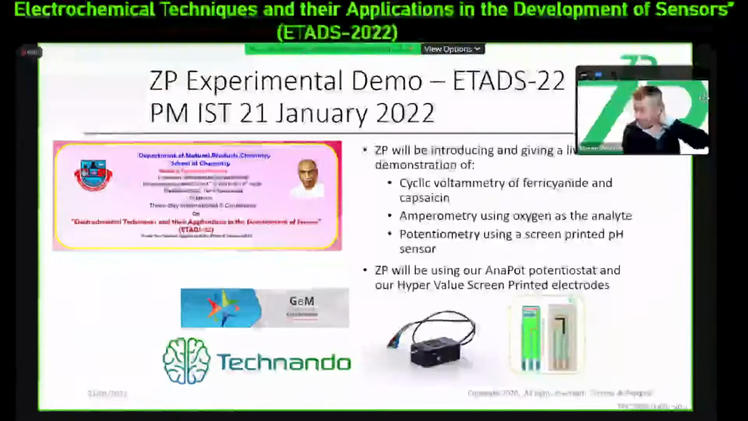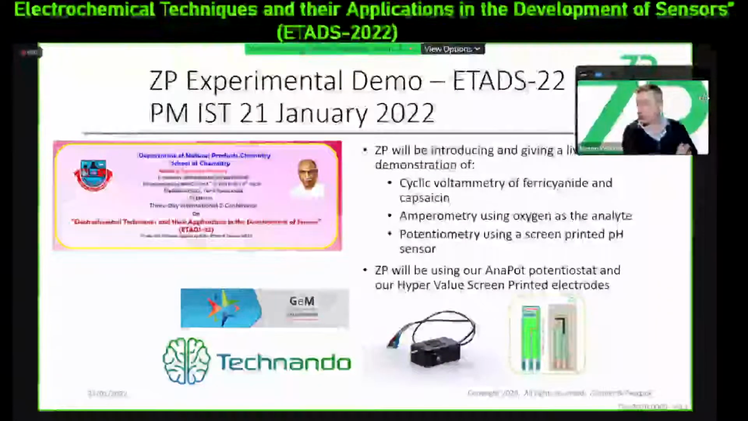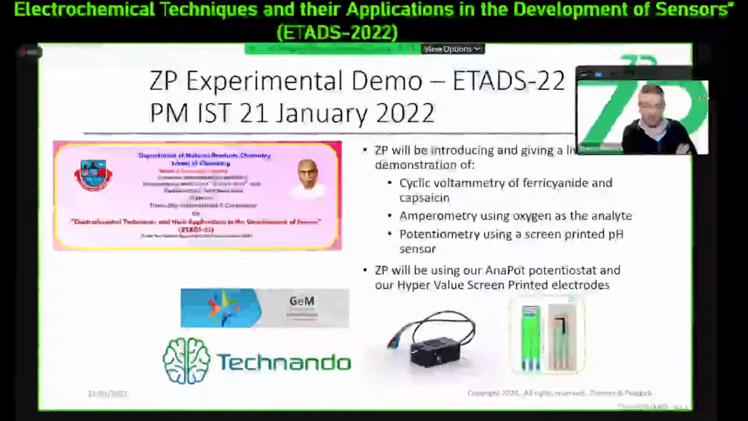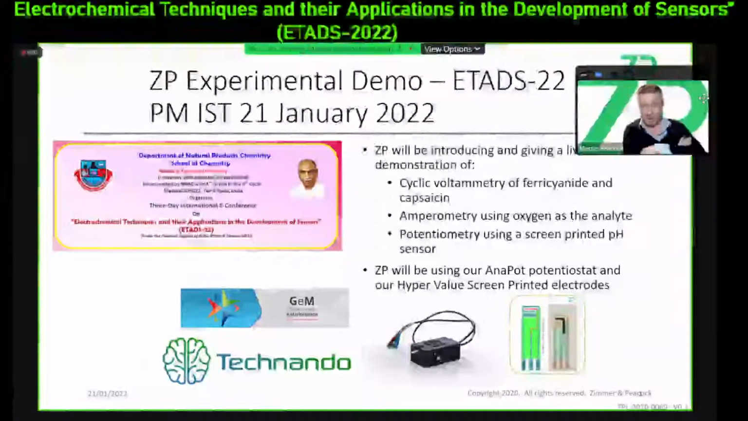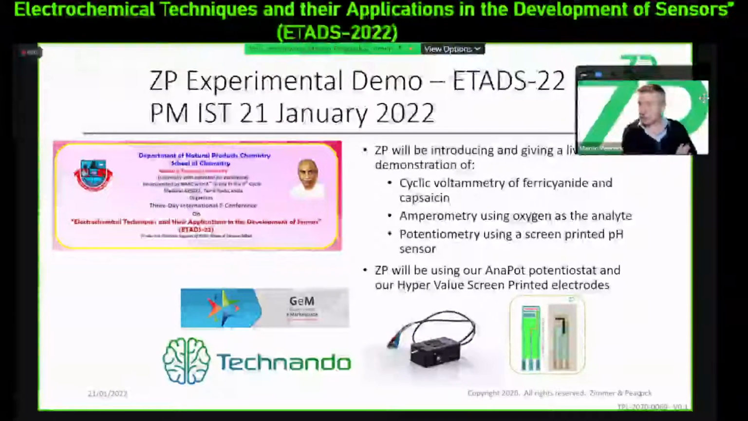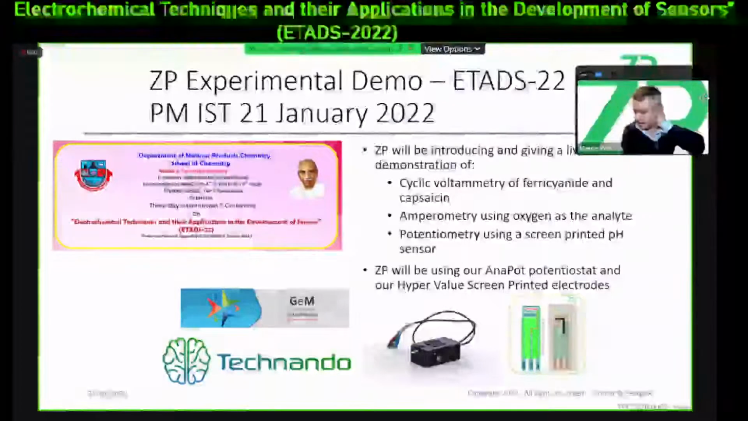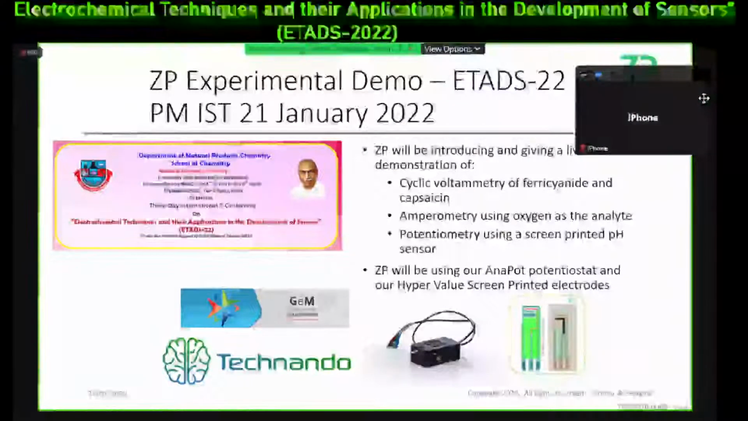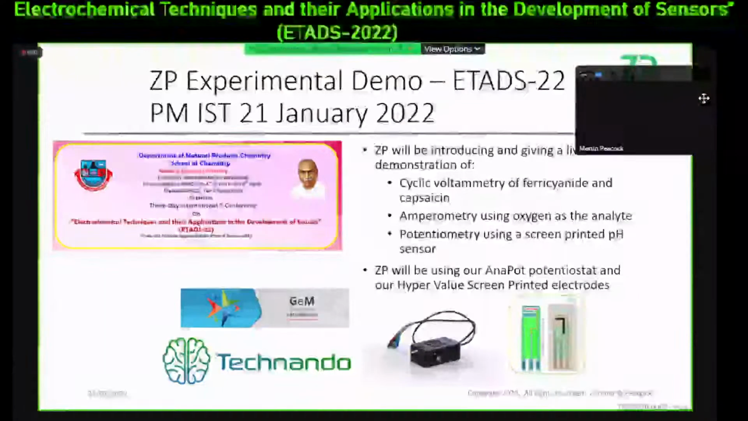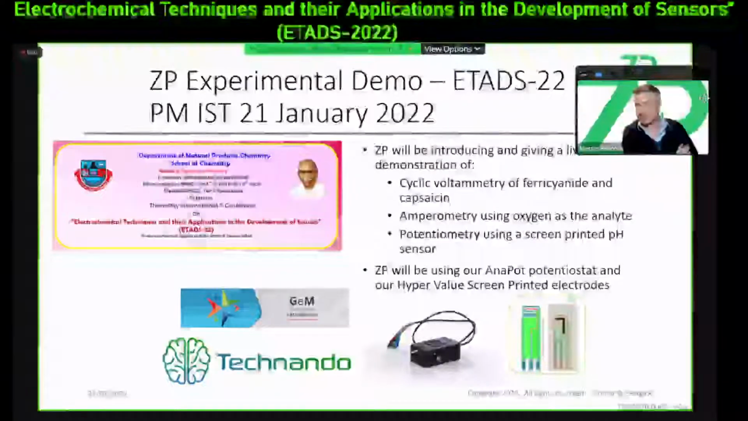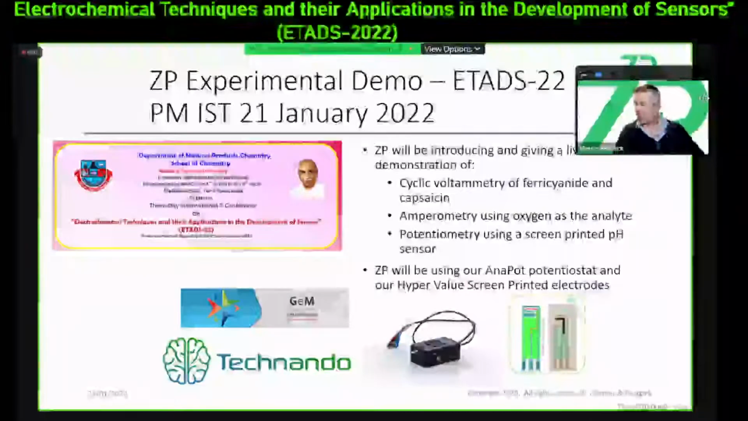We will be using a couple of our products to do this work today. We'll be using something called the Anapot, which is really a small size potentiostat. And we'll be using what we call our hypervalue screen printed electrodes. These hypervalue screen printed electrodes have been about 7 years in development. We use these an awful lot in our work, and we also use them with collaborators.